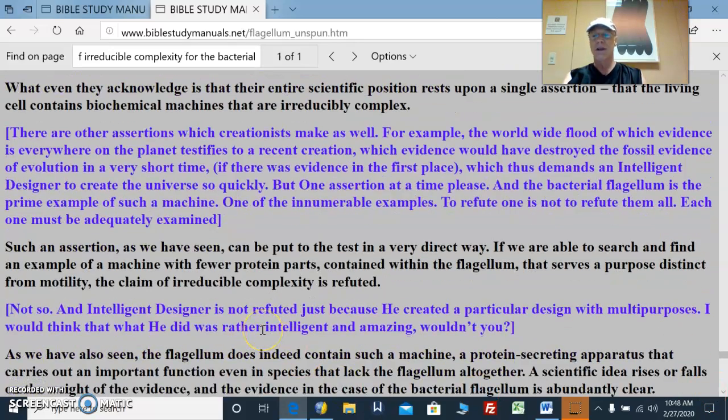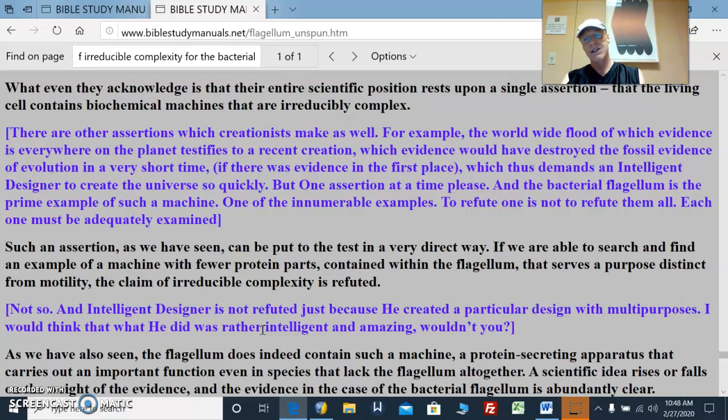Such an assertion, as we have seen, the professor says, can be put to the test in a very direct way. If we are able to search and find an example of a machine with fewer protein parts, contained within the flagellum, that serves a purpose distinct from motility, well, then it's a different question. The claim of irreducible complexity is refuted. No, it's not. It's just another claim.